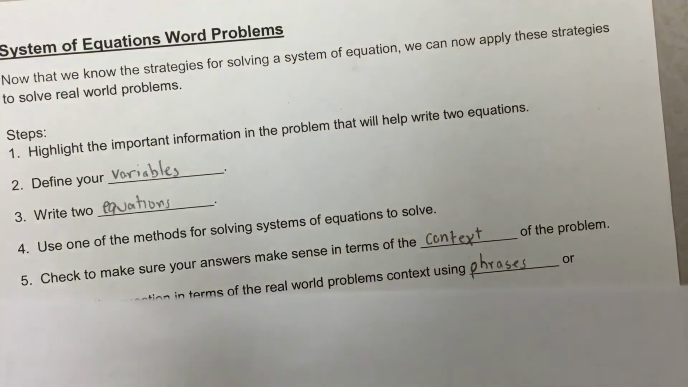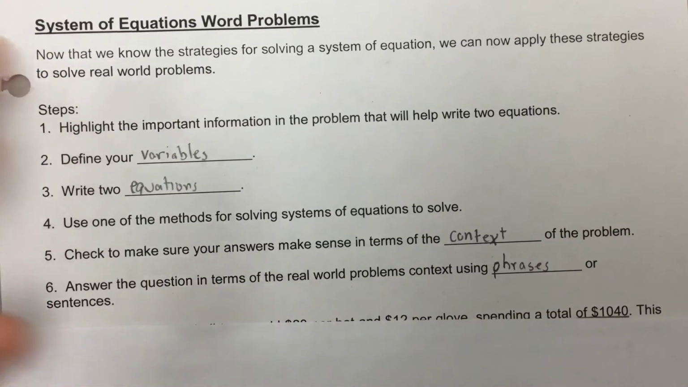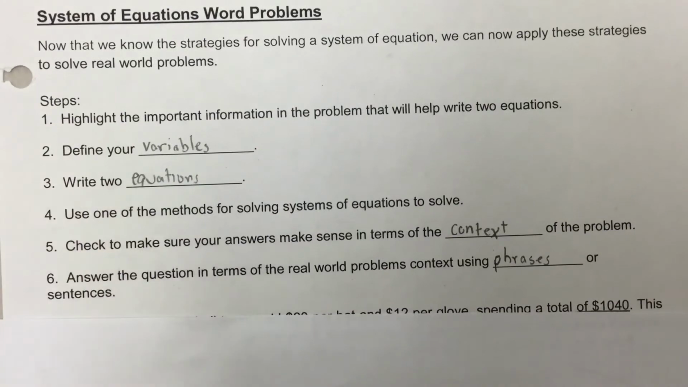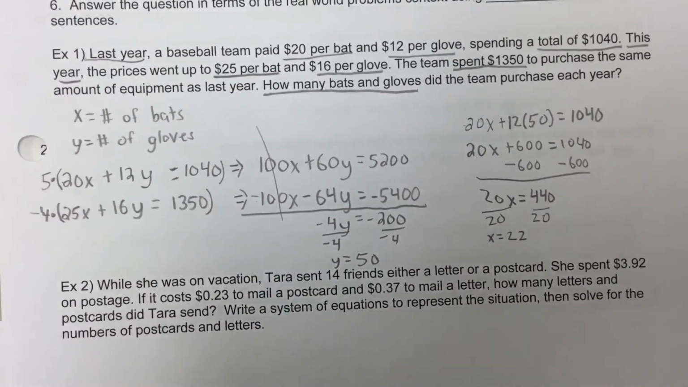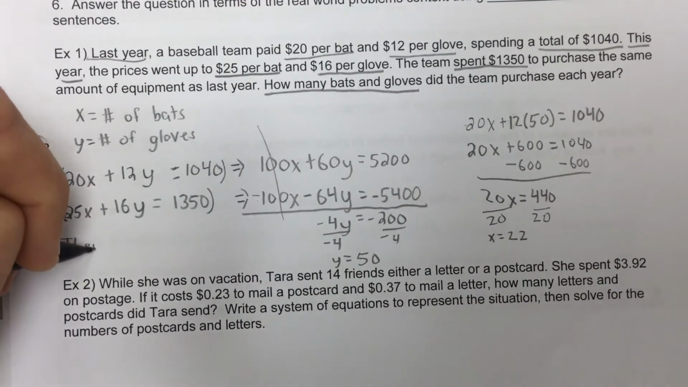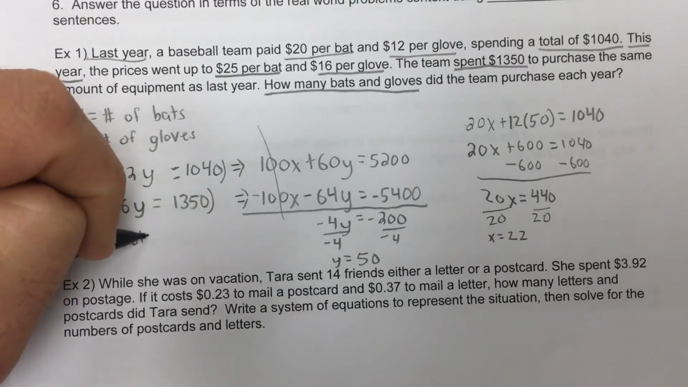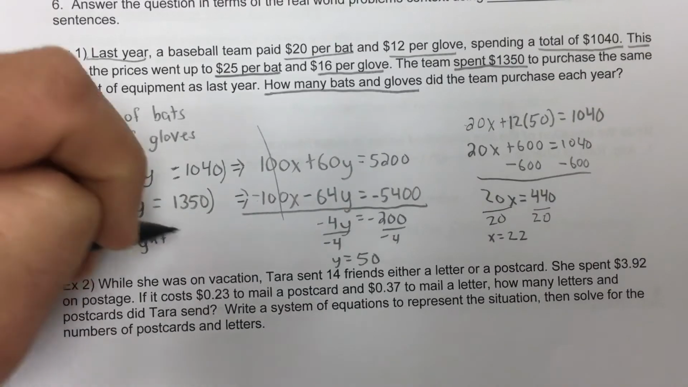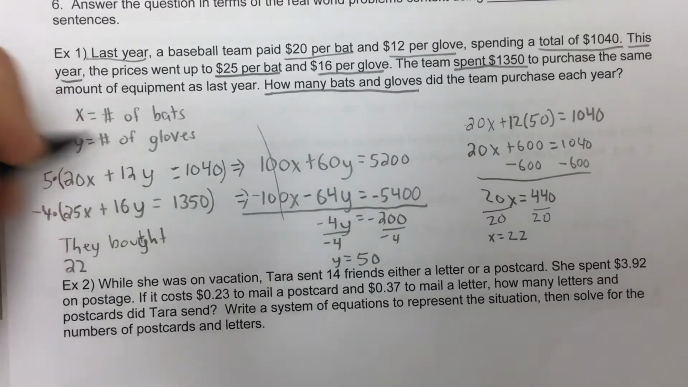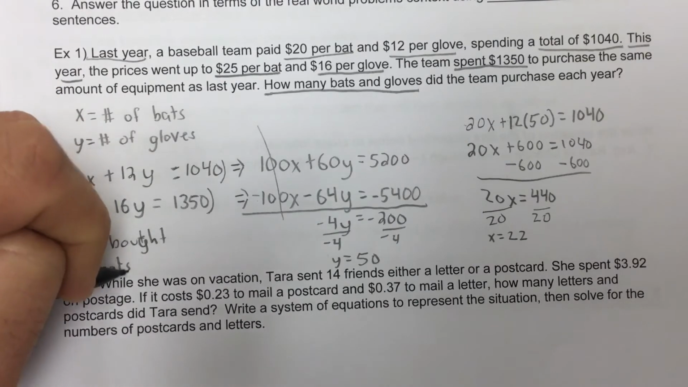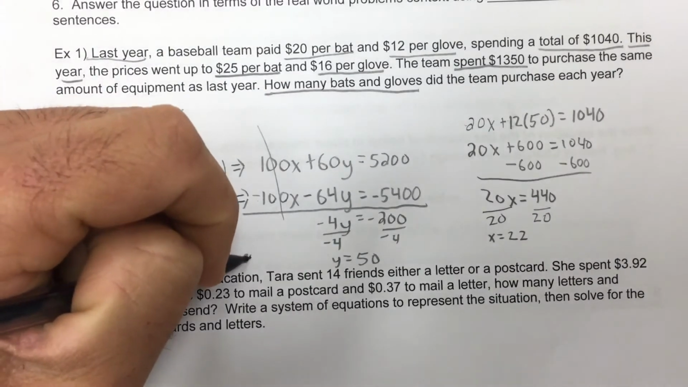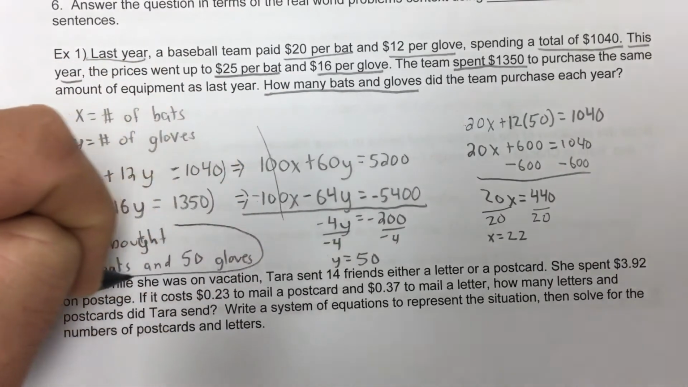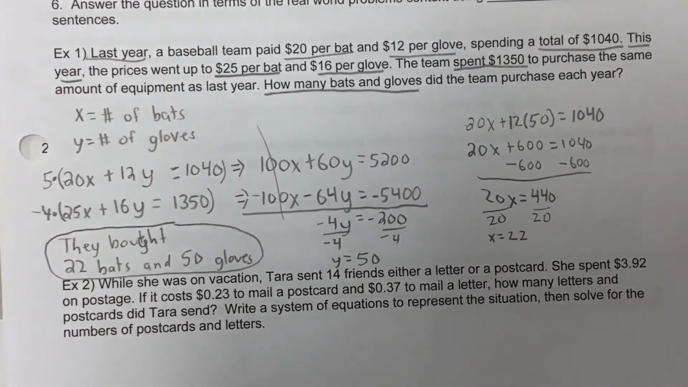So the last thing that we need to say is write our answer in terms of the real world context or problem. So we are going to say they bought 22 bats and 50 gloves. And that's your final answer.